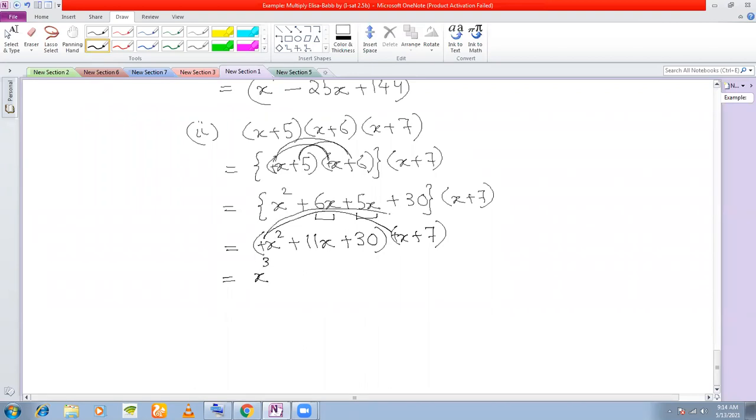Again, this plus sign will combine with this plus sign to give you a plus. X square into 7 will give you a 7x square. This plus sign will combine with this plus sign to give you a plus sign. 11x into x will give you 11x square.